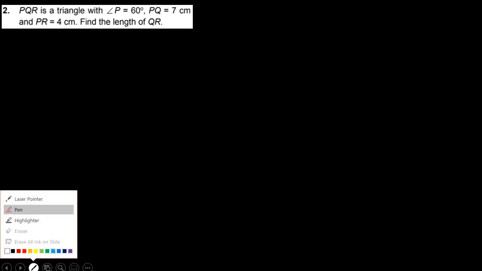Question number 2. Okay, again, let's sketch the triangle. We have P, Q, R. Angle P is 60 degrees. The length of PQ is 7 cm. The length of PR is 4 cm. Find the length of QR. Okay, only one question: the length of QR.